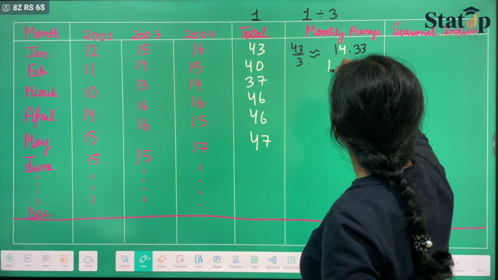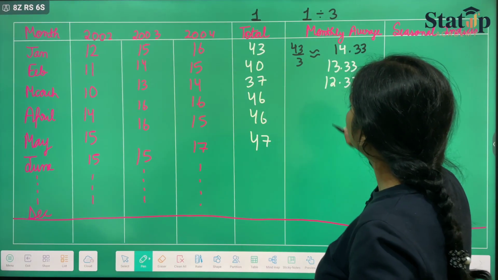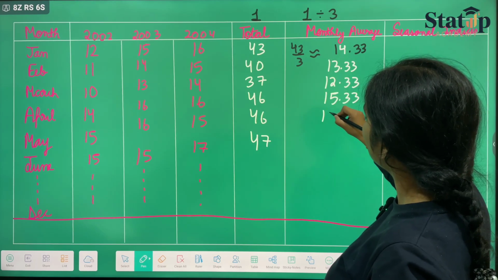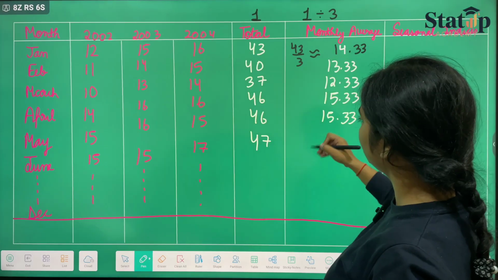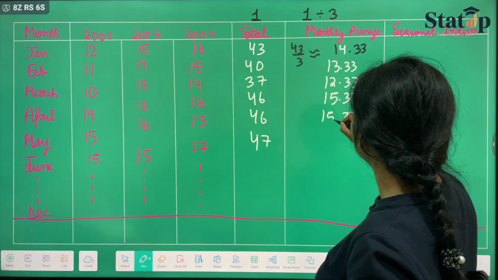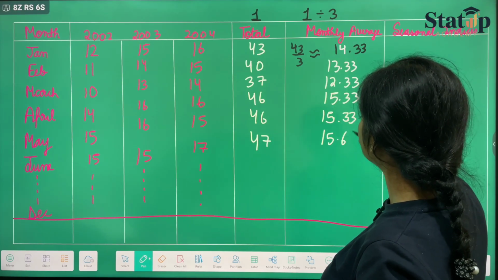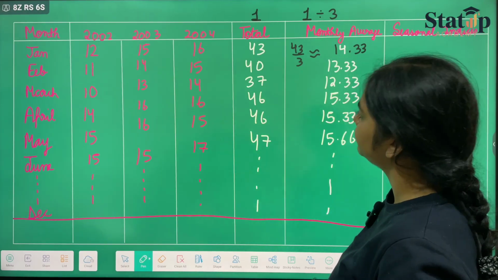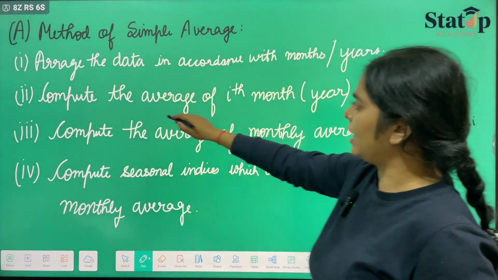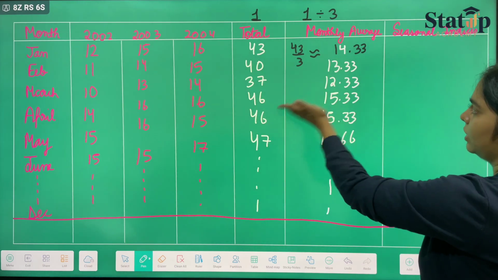So it will be 13.33, then 12.33, then 15.33, then again 15.33 if we divide all of it by 3, and then 15.66, and so on. The first step is clear. We have calculated the total and then the average of the ith month.